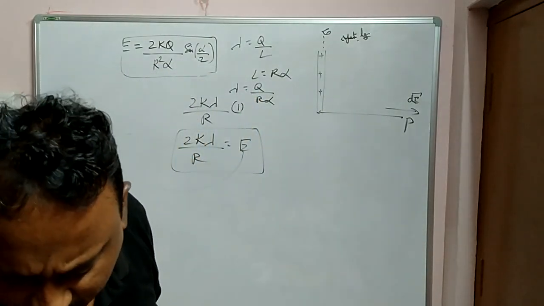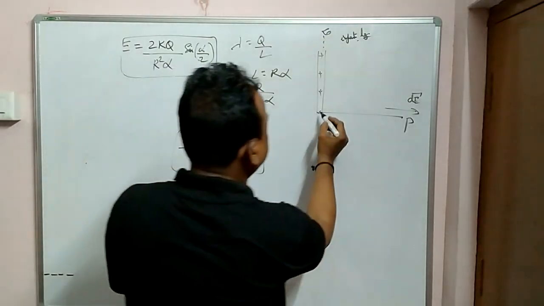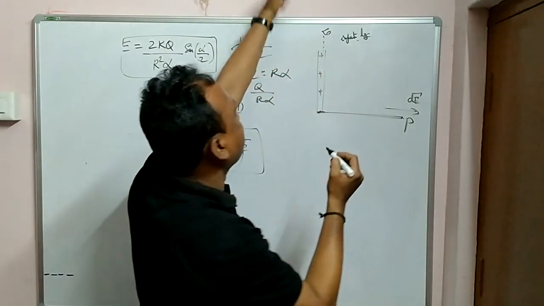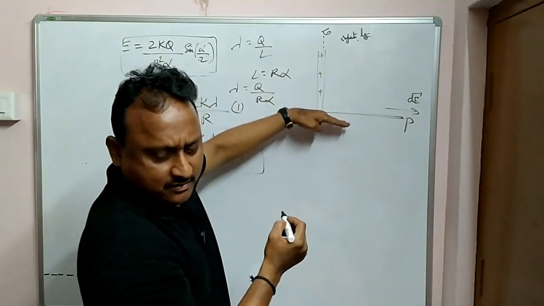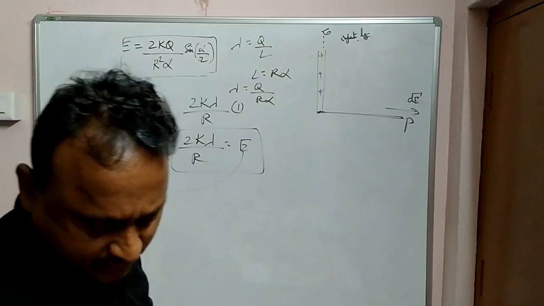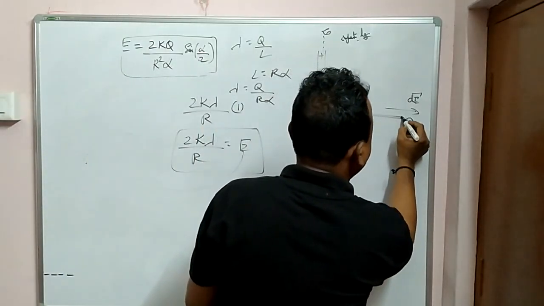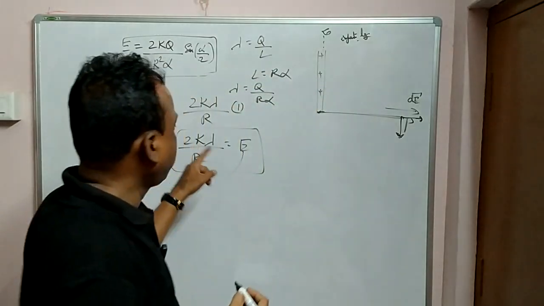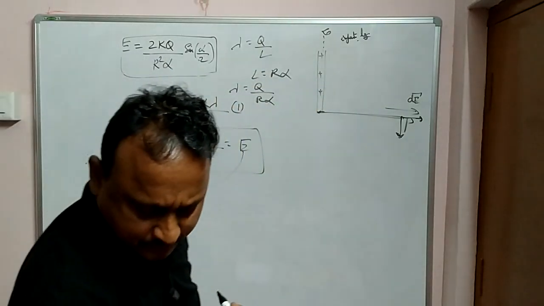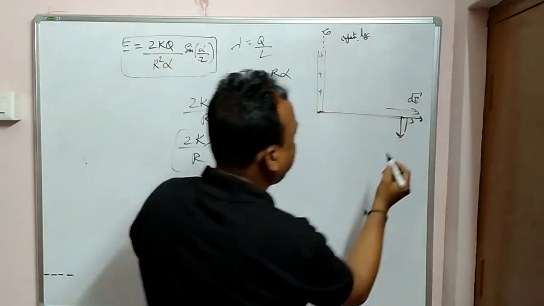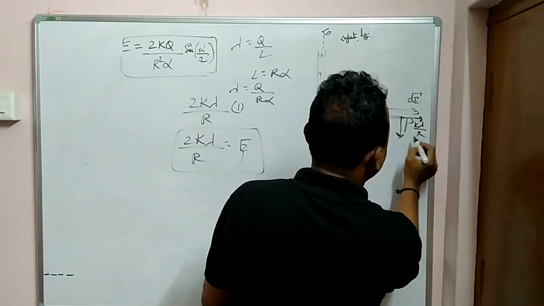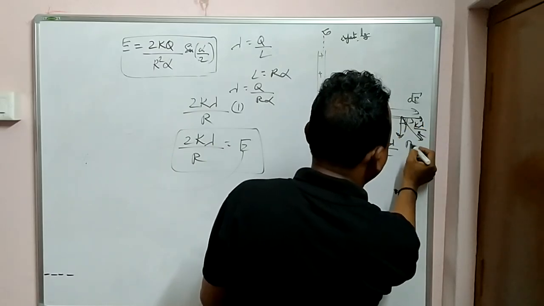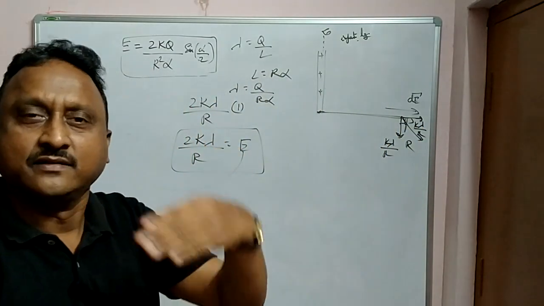Let us go to the next one, semi-finite. For example, it is finite here at point P: this side it is infinity and this side it is finite. In this case, at this point you will have two fields, one in the x direction and one in the y direction, each k lambda by r, acting at 90 degrees, and this is the resultant, so for a semi-finite charge.